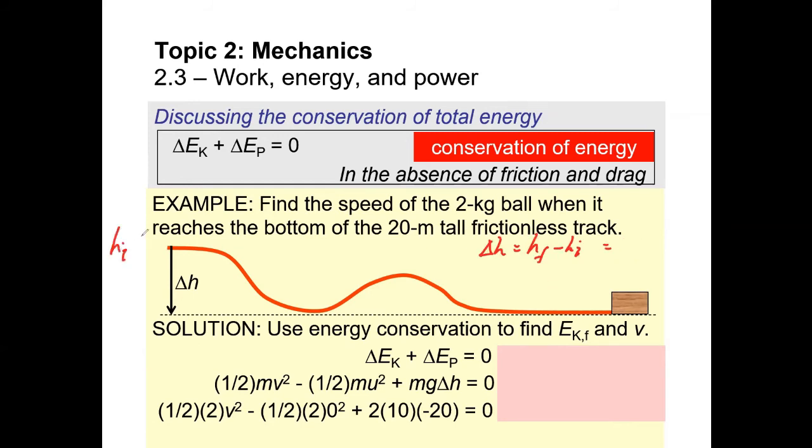Initial height is 20 meters. Final height is 0. So 0 minus 20 equals minus 20 meters. And the final velocity is 20 meters per second.